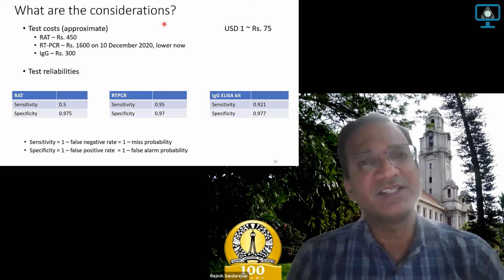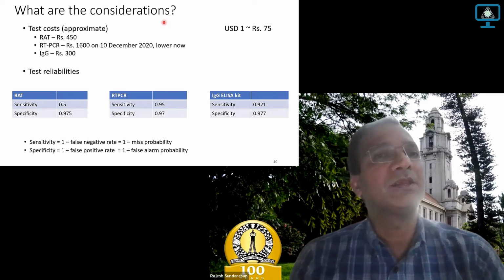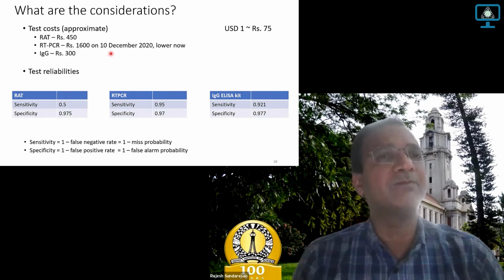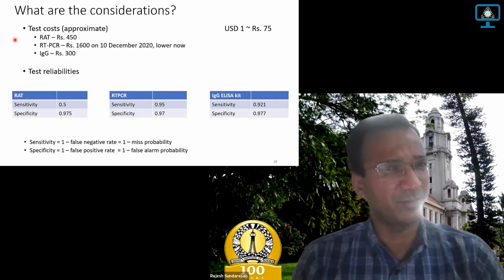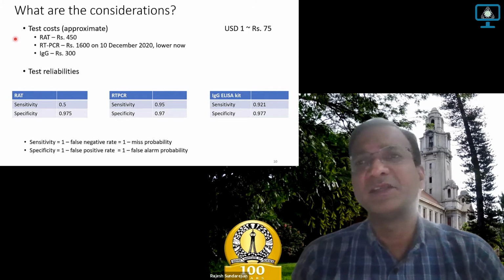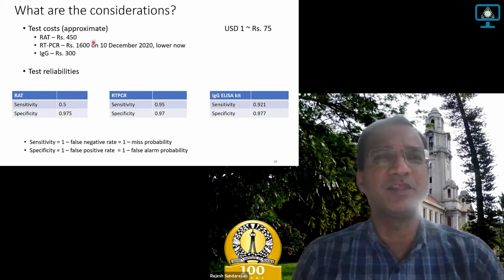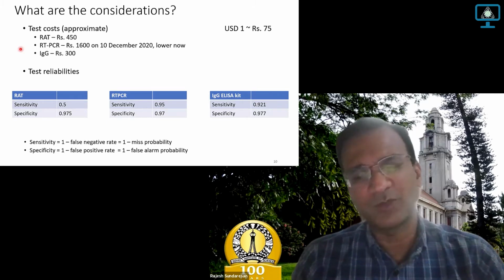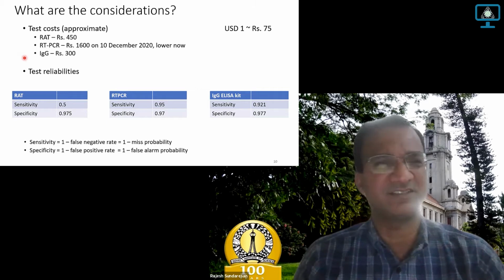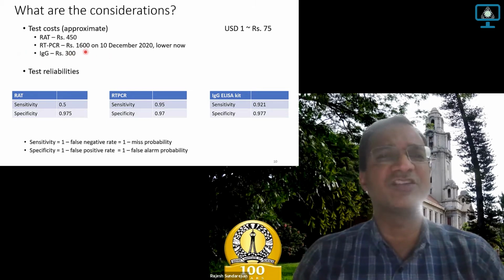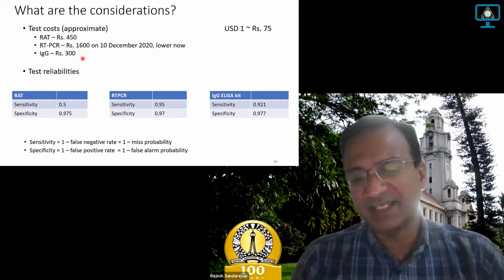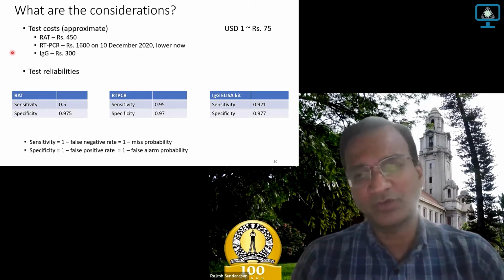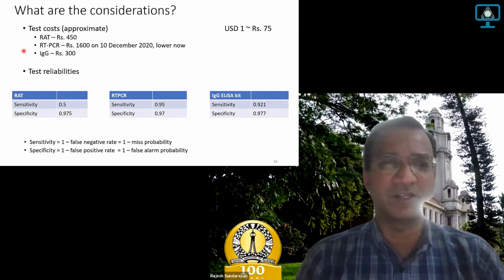So what are the considerations in trying to answer this question? So here are some approximate test costs, and these are as of early December. The antigen test costs about 450 rupees. So a US dollar is about 75 rupees. So that is about $6. The RT-PCR test is about $22 to $23, and the IgG test is about $4. So 1,600 rupees and 3,000 rupees. Ideally, from a statistical perspective, we would like to sample as many as possible, but cost considerations will limit the number that we will recruit.